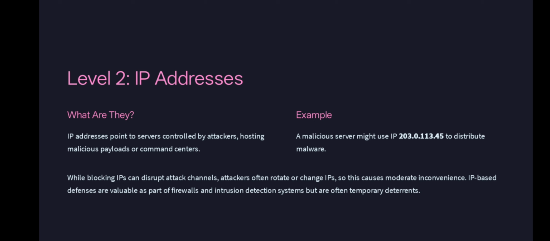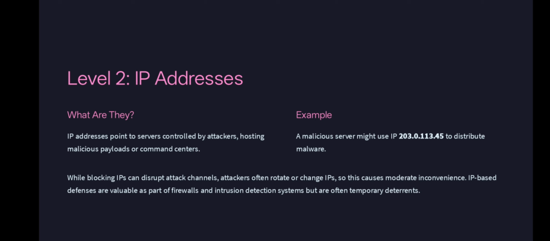Data exfiltration, attackers use IPs as drop points to which stolen data is transmitted. Botnets and DDoS infrastructure, coordinated attacks often operate through networks of infected systems communicating with central IPs. Because of these roles, defenders commonly track and block known malicious IPs to interrupt attacker operations.